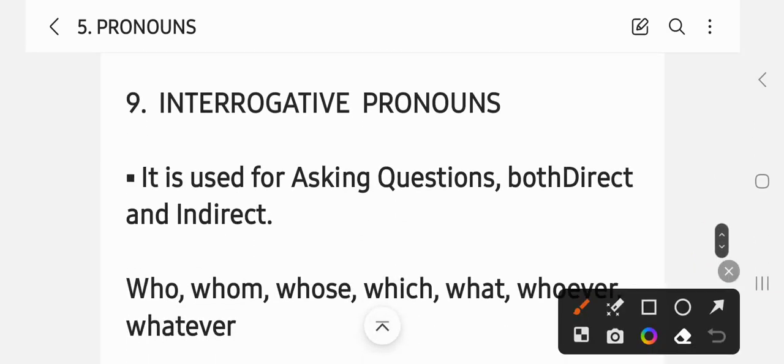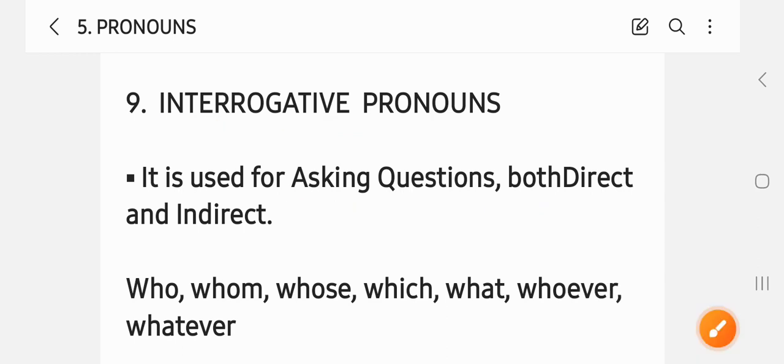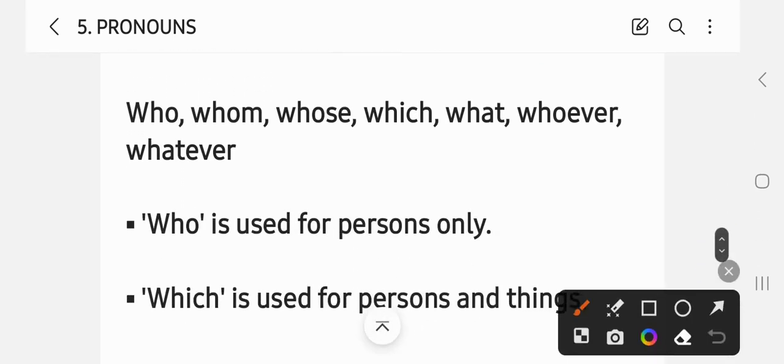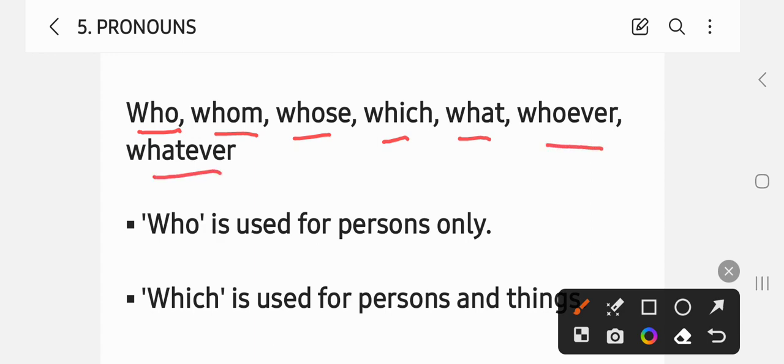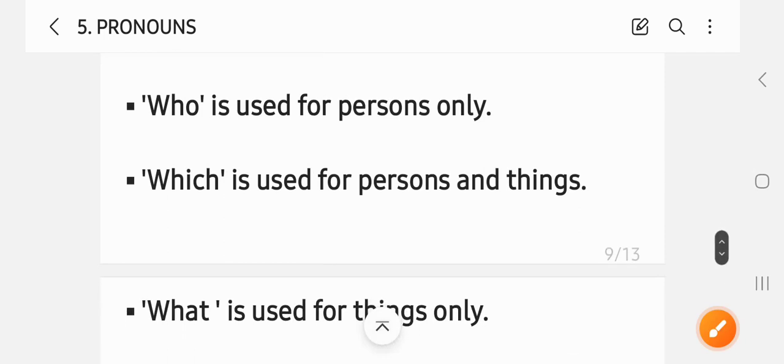Coming on to the ninth kind of pronouns, interrogative pronouns. What are interrogative pronouns? Interrogative pronouns are used for asking questions, direct questions and indirect questions. A few examples are who, whom, whose, which, what, whoever, whatever. Let's have a look at the examples.